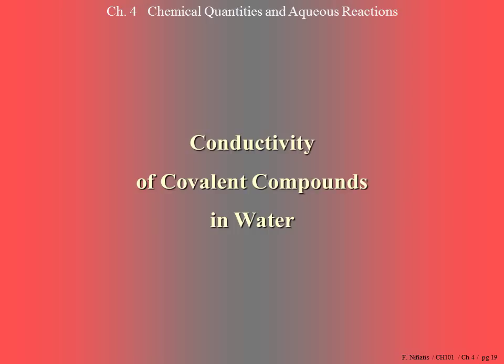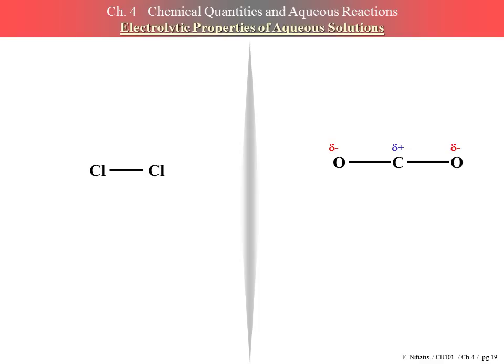Conductivity of covalent compounds in water. We are going to see two different molecules. One is chlorine, where we have a common electron pair between the two chlorine atoms, and here we have carbon dioxide. We have a covalent bond between the oxygen and the carbon, and we have a covalent bond between this oxygen and the carbon.